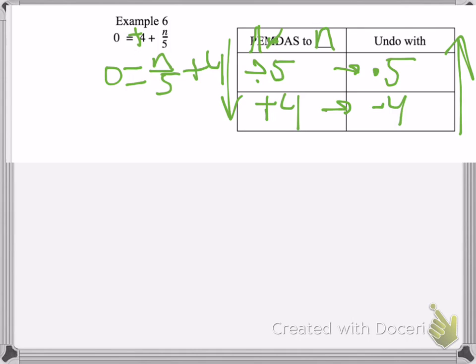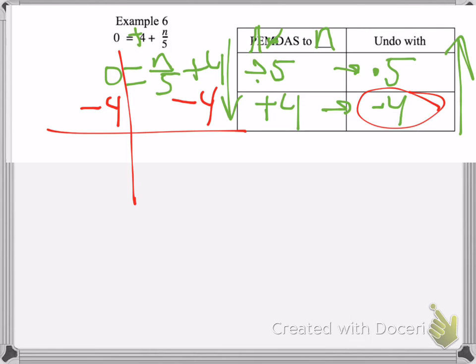So what that's going to look like is we're going to start with minus 4 from this side, minus 4 from this side. 0 minus 4 is negative 4. N divided by 5 is still there. I didn't touch it. 4 minus 4 is 0. That's gone. I don't need to write it anymore. So that was done. And then the second step, we'll multiply by 5 over here.